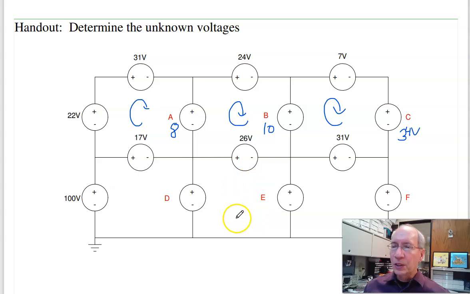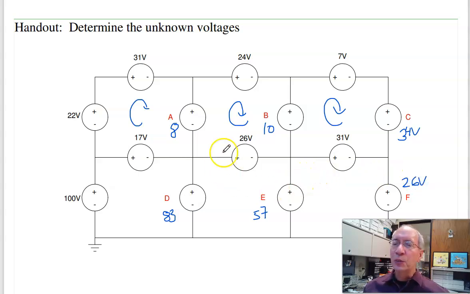Around this loop, two unknowns. Let's not do that loop. Around this loop, one unknown. Minus 100 plus 17 plus D equals 0. This is 83 volts. Minus 83 plus 26 plus E equals 0. So this is 57 volts. And finally, minus 57 plus 31 plus F equals 0. This is 26 volts.